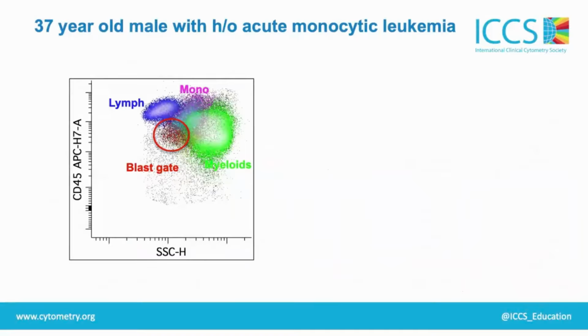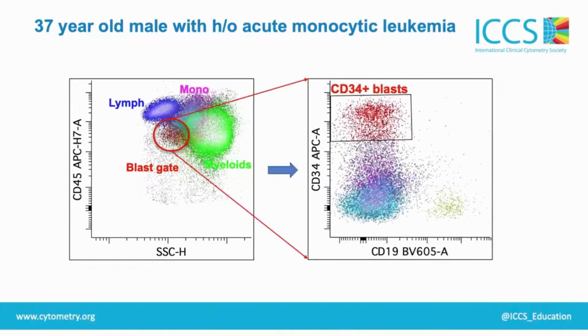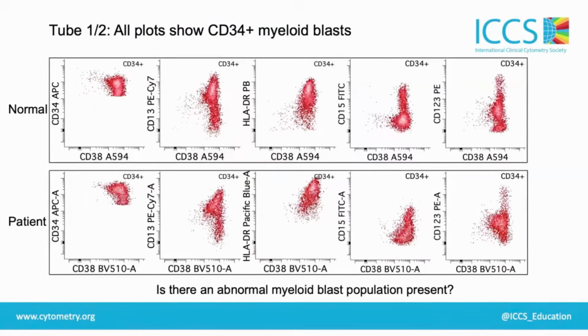This is a 37-year-old man with a history of AML with monocytic differentiation. Bone marrow sent to us for flow MRD. On the CD45 versus size scatter plot, the blast gate is defined by dim CD45 and low size scatter. From the blast gate, we gate CD34 positive myeloid blasts, colored in red. All plots show CD34 positive blasts. Comparing plots from normal to plots from the patient, the antigen expression pattern of the blasts is quite similar. There isn't an abnormal subset sitting outside of the normal maturation spectrum.